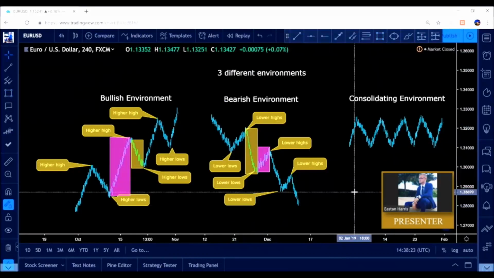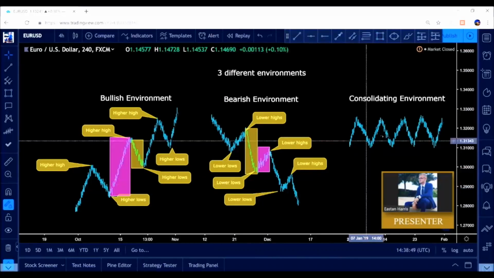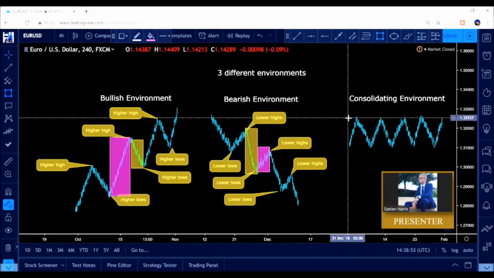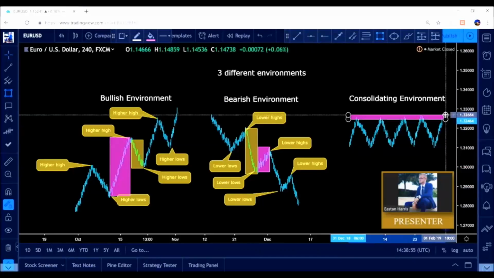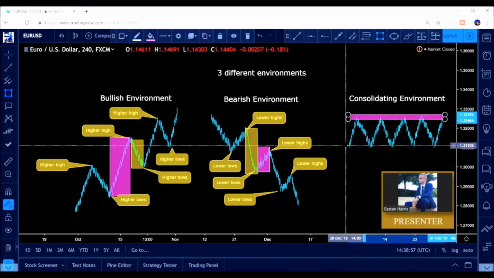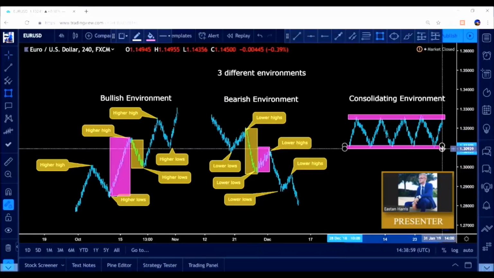Now, the third environment we're going to talk about is called a consolidating environment. This is where the buyers and the sellers are constantly fighting it out, and there is no superior control from either one. They're each fighting and neither one is giving up. So in a consolidating market, price tends to normally be stuck between a support and a resistance zone.